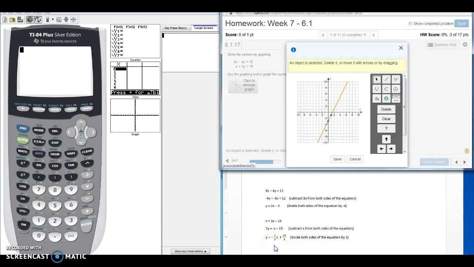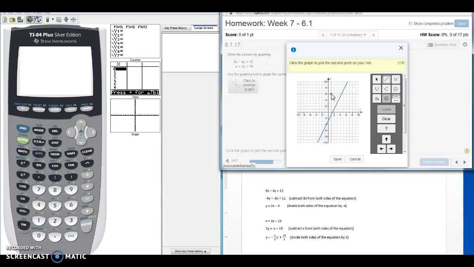Let's say I pick the value of x being 1. If I put 1 in for x right here, I'll get negative 1/3 plus 19/3. That will give me 18/3, or a y value of 6. And so a point on this line is (1, 6). And there's the point (1, 6).